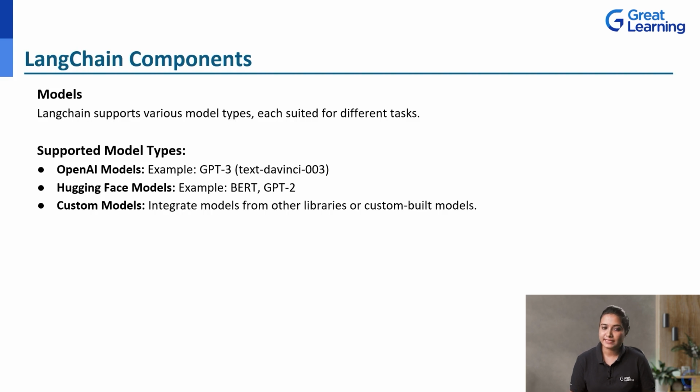You have custom models: models integrated from other libraries or custom-built models, which are integrated in your website or anything for personal use. So these are examples of models, and LangChain will always support different types of models. It's not restricted to, no, I'll only support GPT, I'll only support BERT. It has an open forum in order to support the languages and the models.